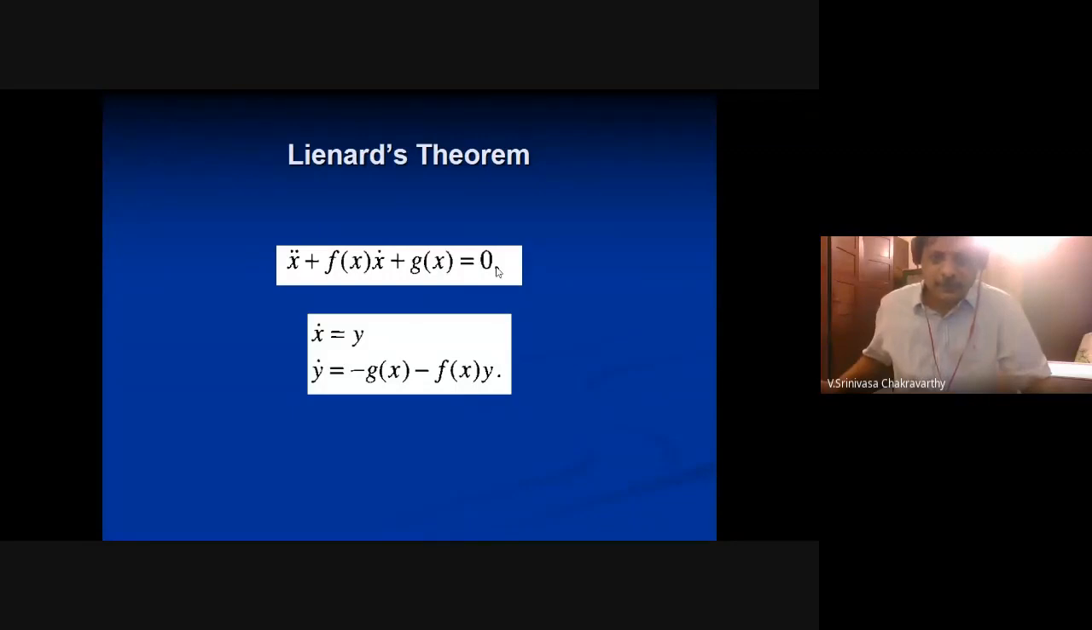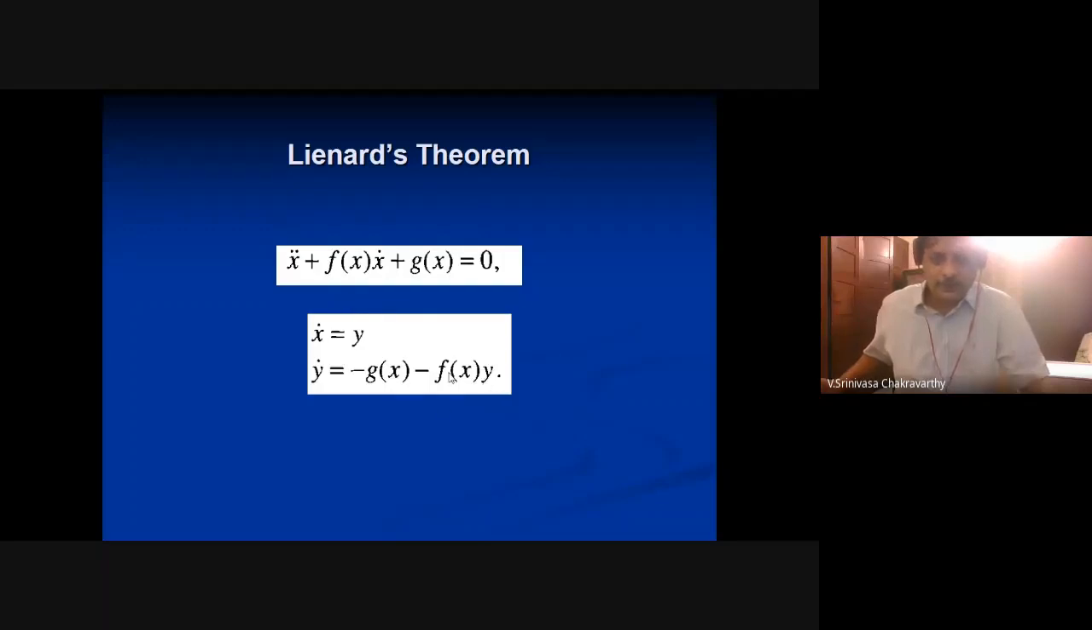Since we have been talking about phase plane, we have been dealing with two first order systems, right? Because we have two variables x and y defining the dynamics. So to convert to that form, we make a simple substitution. We define x dot equal to y, then y dot comes here, so you get y dot is equal to minus g of x minus f of x times y.